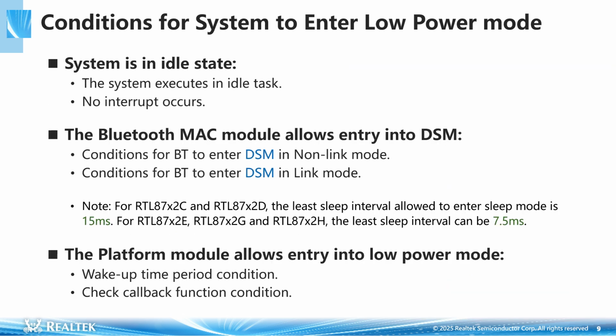The conditions for the system to enter low power mode are as follows. The system will enter low power mode only when all of the following conditions are met simultaneously. First, the system is executing the idle task, with all other tasks in a blocked or suspended state, and no interruptions are occurring. Second, the Bluetooth MAC module permits entry into DSM.